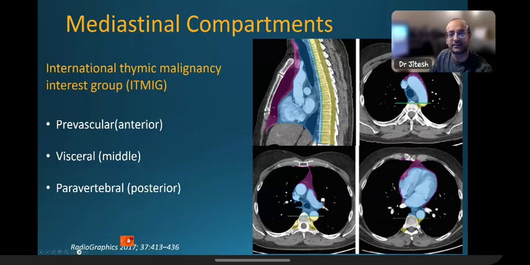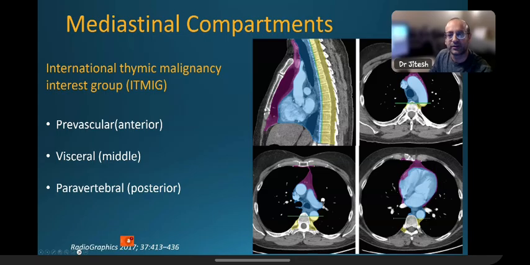In this classification, it is again a three compartment classification. We divide the mediastinum into the prevascular, which is the anterior mediastinum, the visceral compartment, which is the middle mediastinum, and the paravertebral, which is the posterior mediastinum. This purple is the anterior mediastinum, which is bounded anteriorly by the sternum and posteriorly by the anterior aspect of the pericardium as it wraps around the heart and the vascular structures. This is all included in the anterior mediastinum.